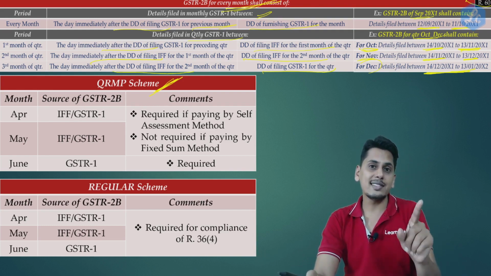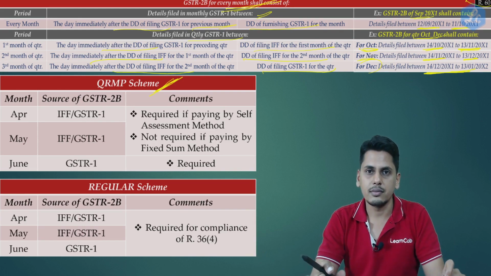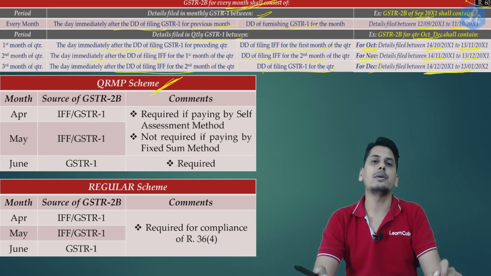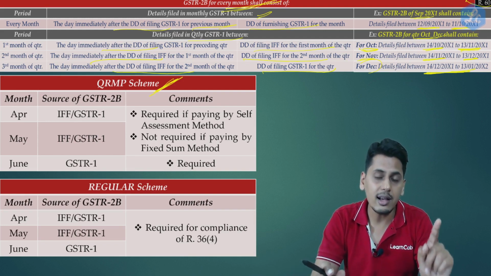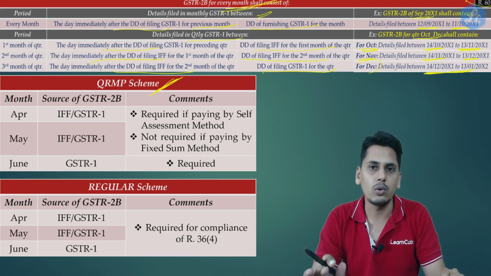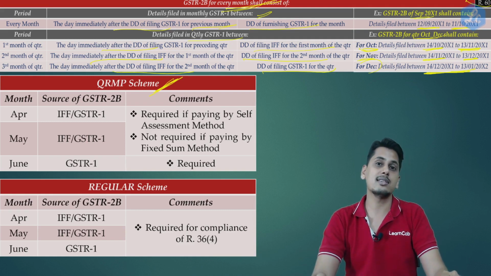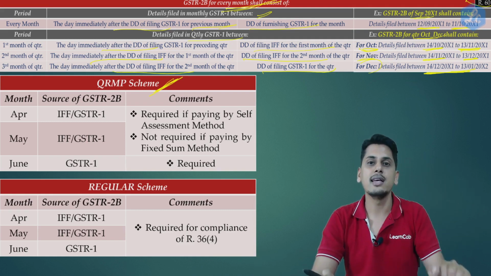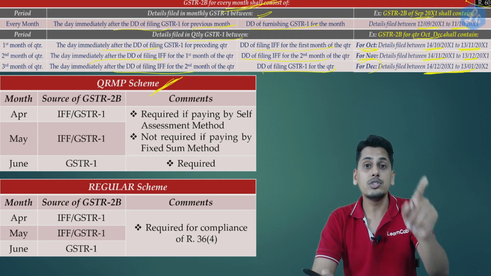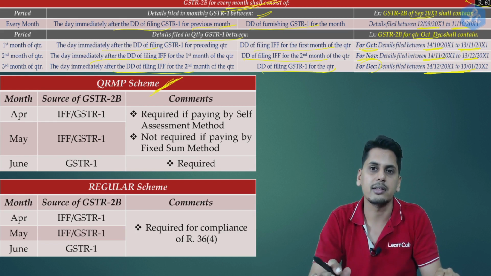Friends, for the first and second month of the quarter, I repeat, for the first and second month of the quarter, if I am under the self-assessment method, then I'll have to compute output tax minus input tax credit. Input tax credit according to what? According to GSTR2B of that particular month.